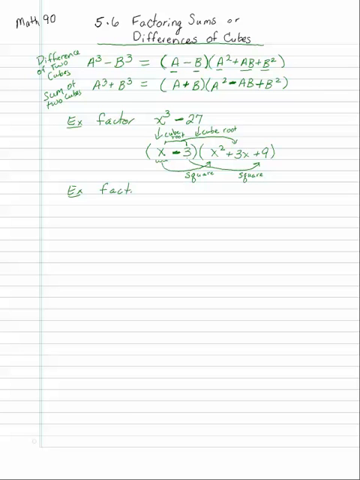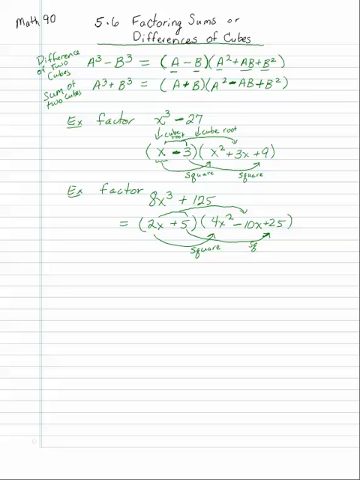If I want to factor, let's do 8x cubed plus 125. You cube root both of them, so 2x plus 5. You take the first term and square it, so 2x times 2x is 4x squared. Multiply these together, so that's 10x. Then you change the sign. And then you square the last term, so that would be 25. Of course you don't write all the arrows, I'm just doing it for your notes.